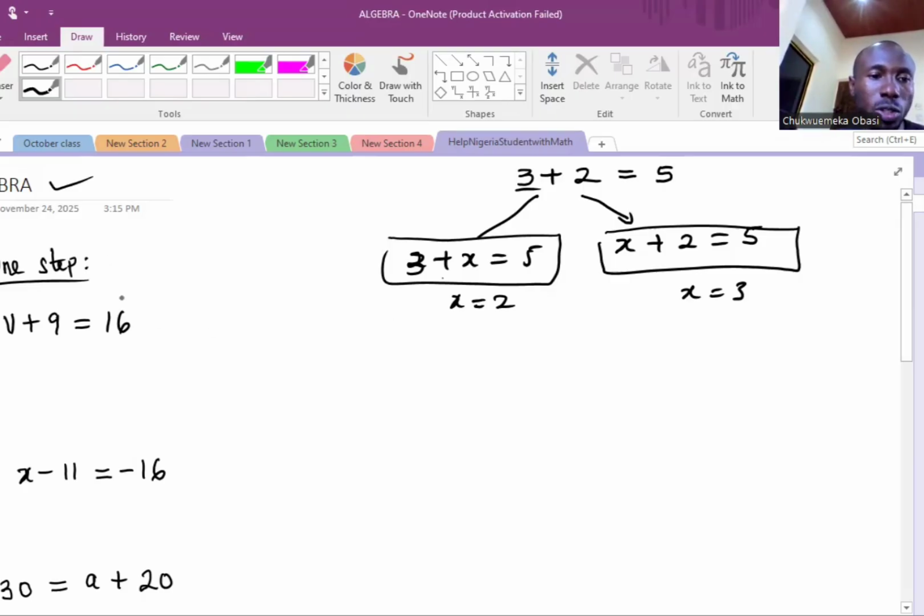Now, the very first question we have here is v plus 9 is equal to 16. Now, what do we do from here? How do we get that number that when you add 9 to it, you get 16? Of course, the number is 7, but how do we work it out? How do we get 7?